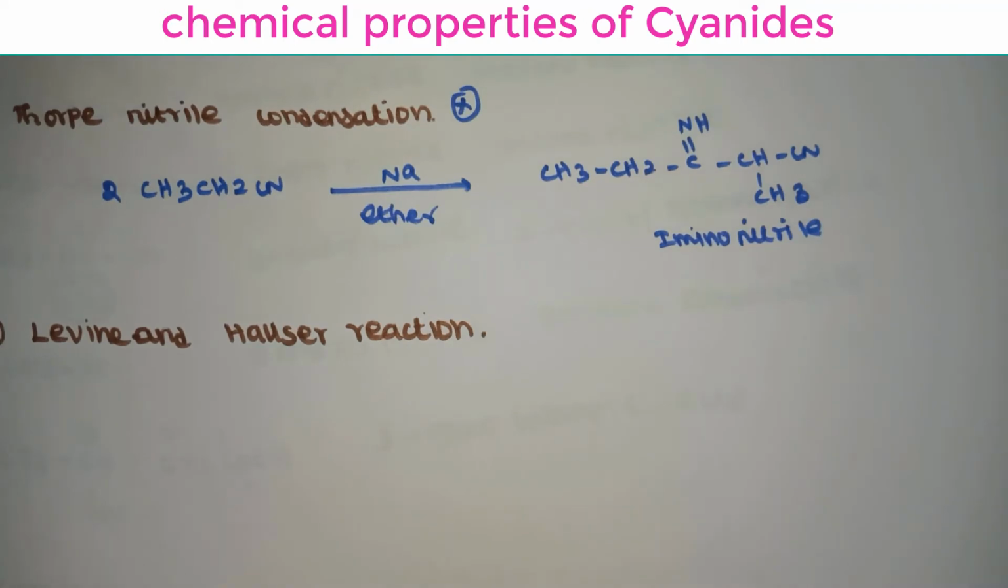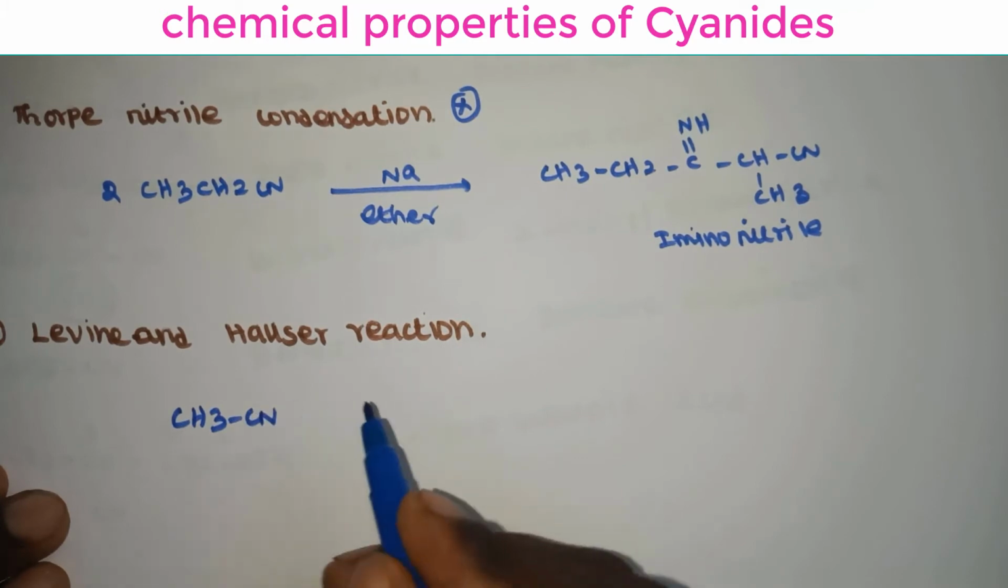Last one, Levine and Hauser reaction. The nitrile containing an alpha hydrogen also undergoes condensation with an ester in the presence of sodamide in ether to form a ketonitrile. This reaction is known as the Levine and Hauser reaction. Example, CH3CN.